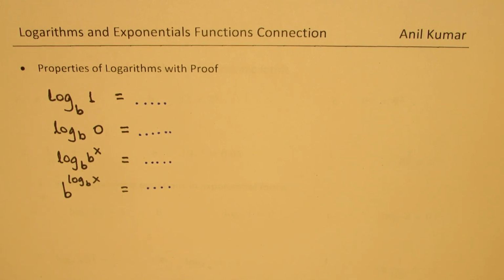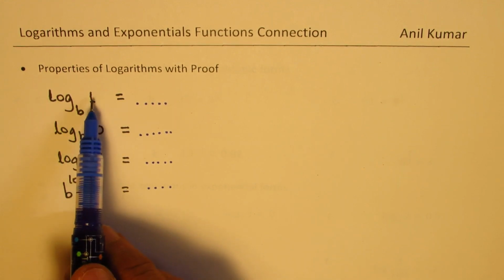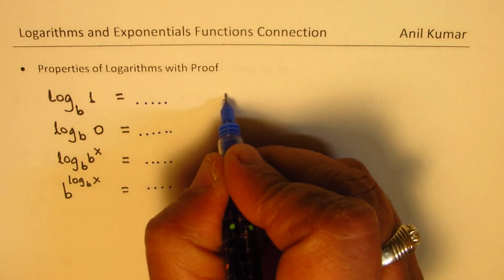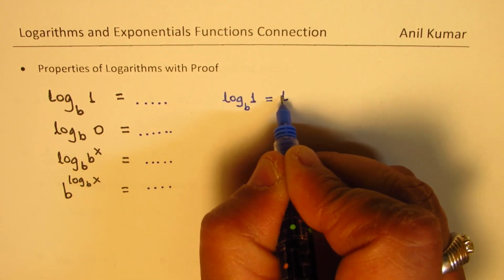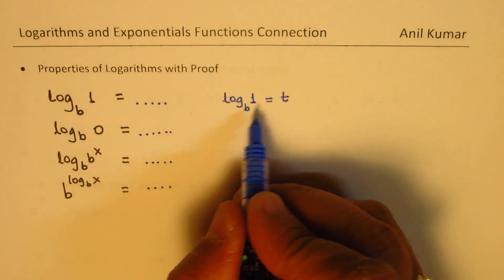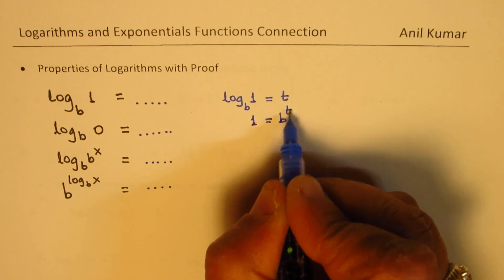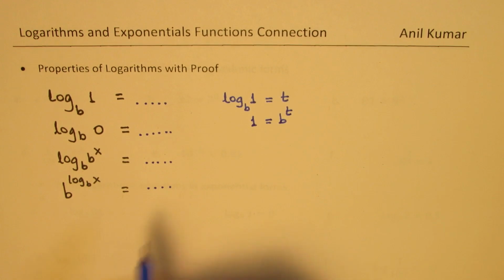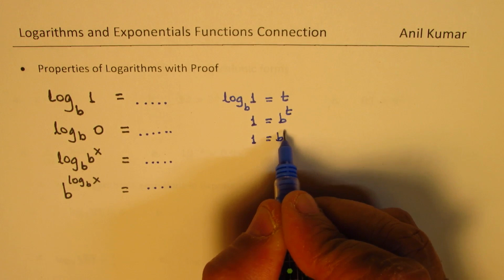Now let's look into them one by one, right? So when we are saying log to the base b of 1, let's do it something like this. We have log to the base b of 1. We don't know what this is. Let it be t, correct? Now if I want to write this in exponential form, then what will I do? I'll write this as 1 equals b to the power of t, correct? Now 1 is equal to b to the power of t. That means what? That means t has to be 0, right? So that is only possible if we have 0 here, right?